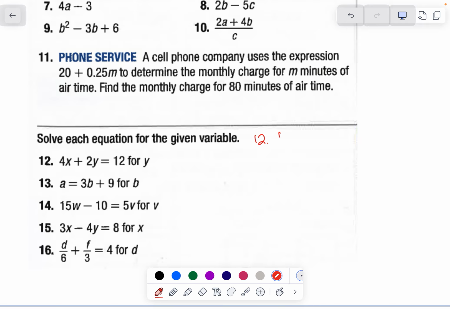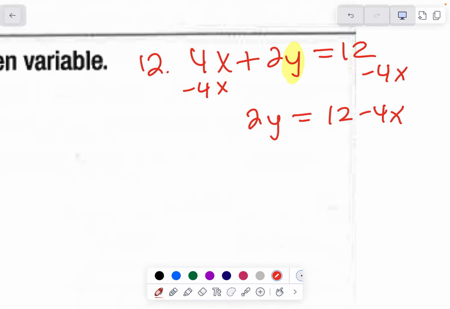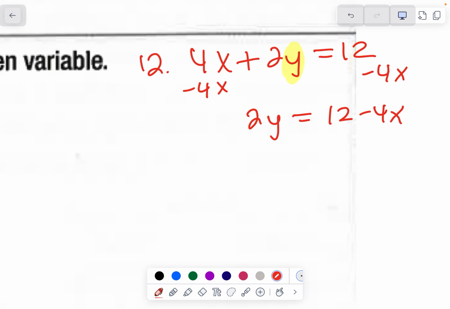It says you want to solve the equation 4x plus 2y equals 12 for y. So all you want to do is treat that y as if it's your only variable and just get the other stuff to the other side. Get it alone. Now to isolate it, the first step I would take is to subtract 4x from both sides. So you get 2y equals 12 minus 4x. You could also have written minus 4x plus 12. Perfectly acceptable. Do your own thing. It doesn't matter. And then we have to divide by 2.